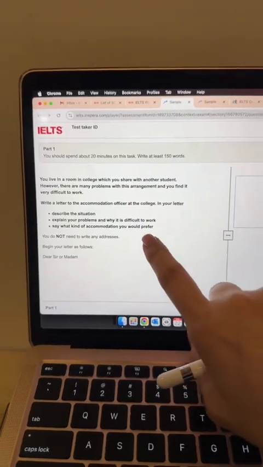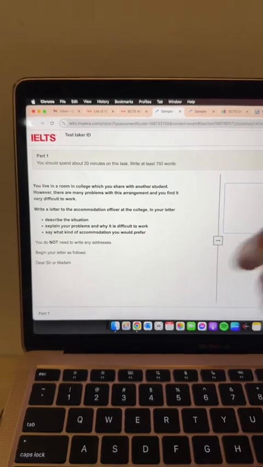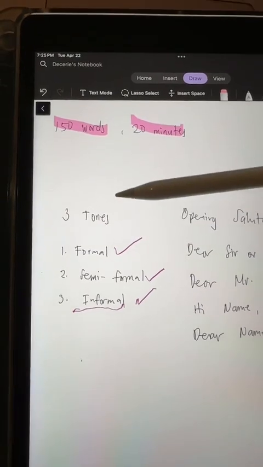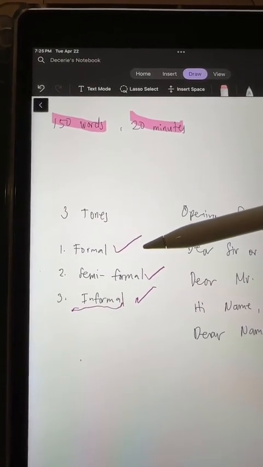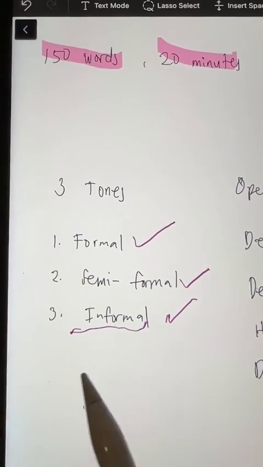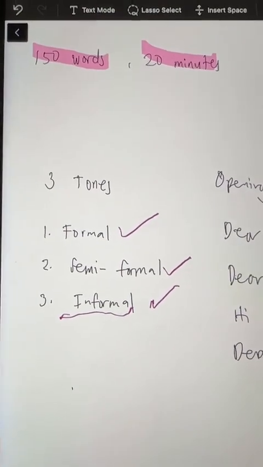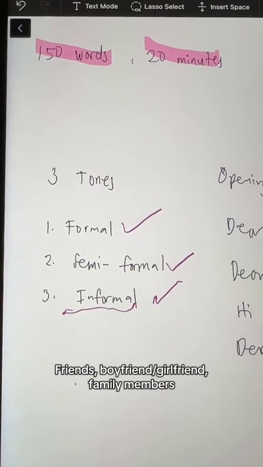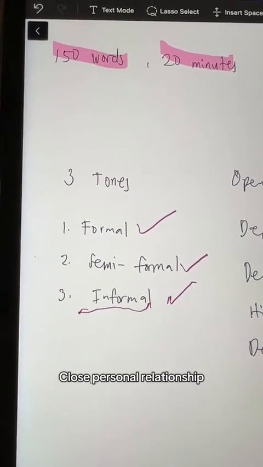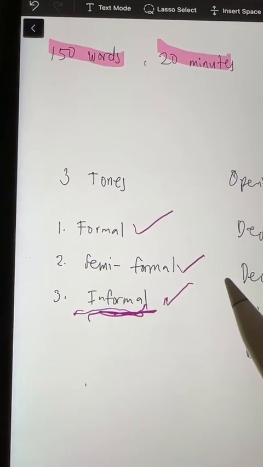So guys, in this example, we are writing to the accommodation officer at the college. So that is the recipient of this letter. We will know the tone of our letter by identifying the recipient of the letter. So I will give you an example of who are the recipients and which tone sila na belong, okay? So, for example, yung friends mo, family mo, boyfriend, you have a close personal relationship, informal yan. Okay? Informal ang tone ng letter mo.